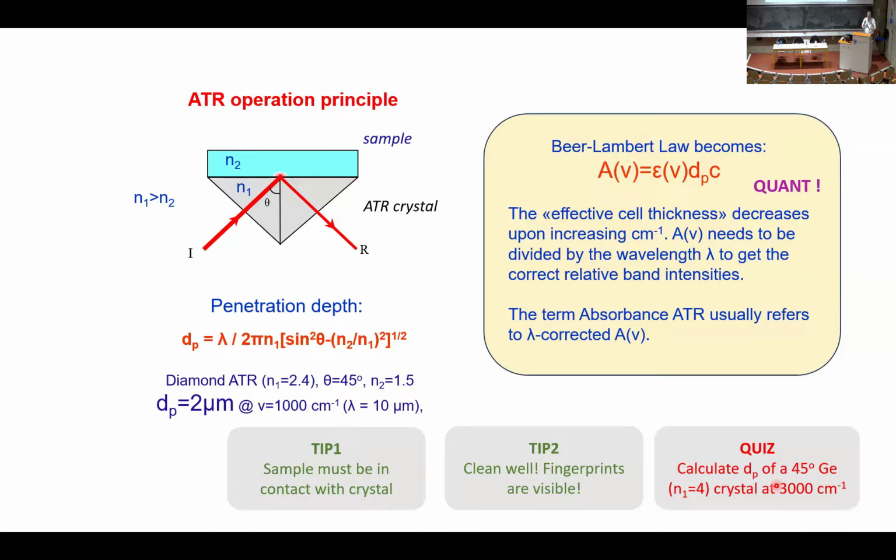Now, there is a catch here. The catch is that the penetration depth, which is your effective sample thickness, is changing with wave number. That means the Beer-Lambert law will still have absorbance, will still have the epsilon, but here it will have the penetration depth. And that would produce weaker bands at high frequencies than a hypothetical transmission spectrum. All the spectrometers have an option to make this correction automatically by dividing by the wavelength. And that's why this is what we call an ATR spectrum. An ATR spectrum is nothing but an absorbance spectrum that's compensated for the wavelength dependence of the penetration depth.